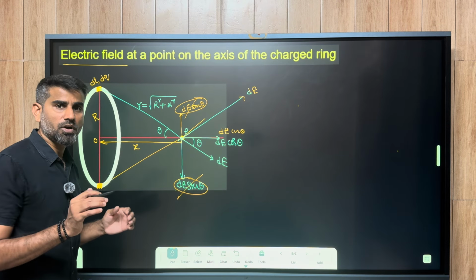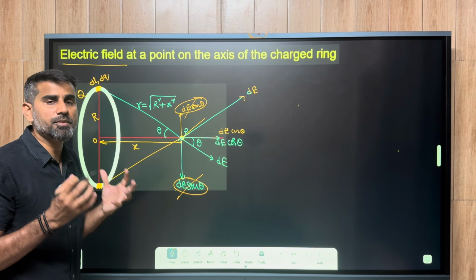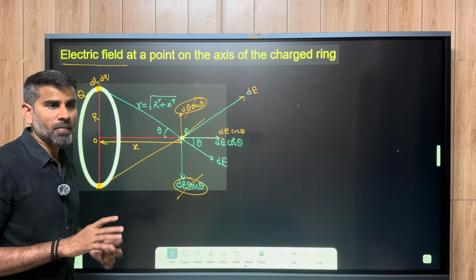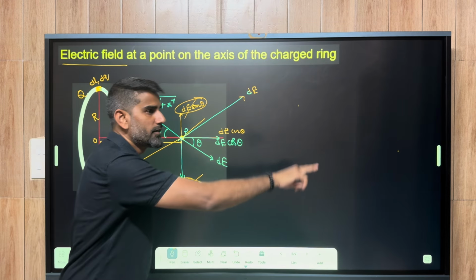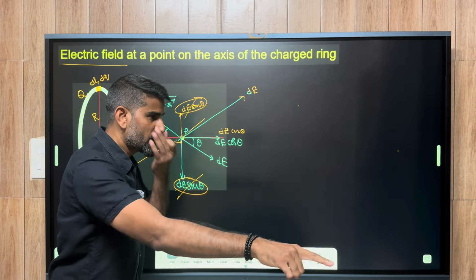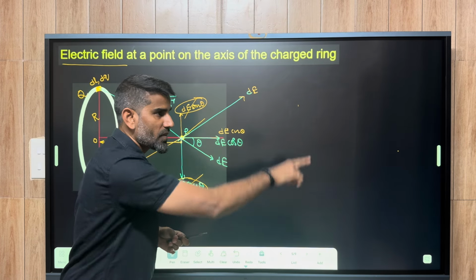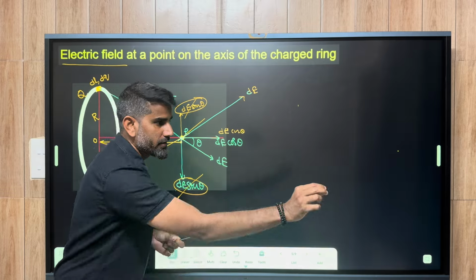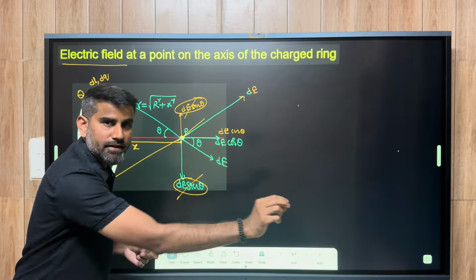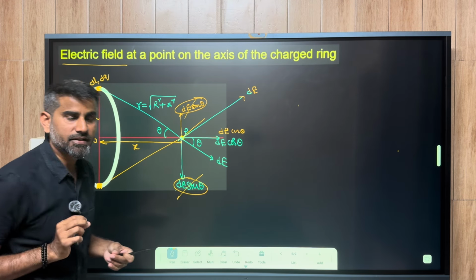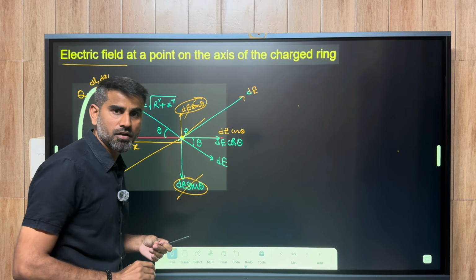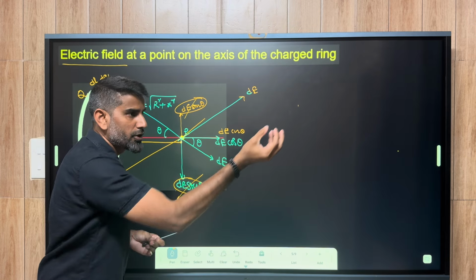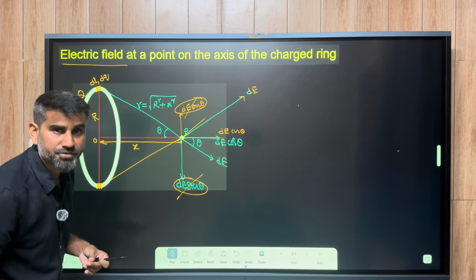Look at me. Observe the diagram and imagine a three-dimensional picture of this situation. I've taken a ring. Here we have this big ring, and the axis is passing through the center. At the top, I have taken a small element, and the electric field due to the small element is in this direction.